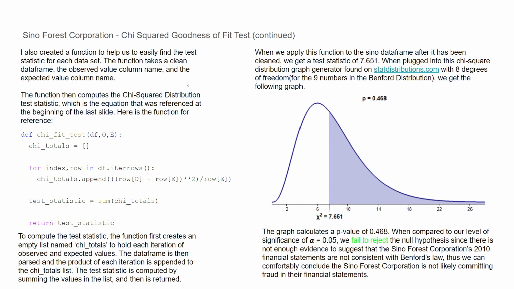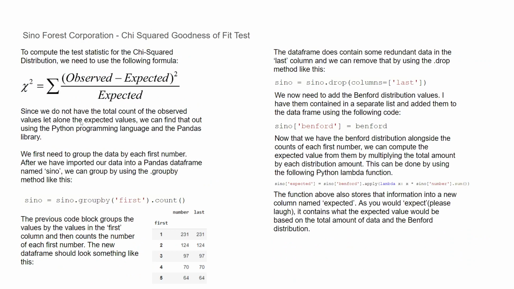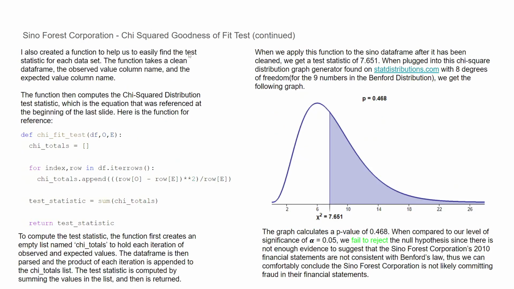I also created a function to help us easily find the test statistic for each data set. The function takes a clean data frame, the observed value column name, and the expected value column name. The function then computes the chi-square distribution test statistic, which is the equation that was referenced at the beginning of the last slide, so this one right here.